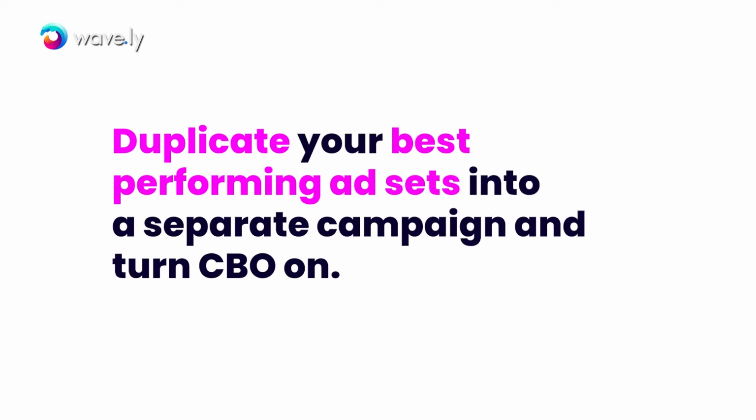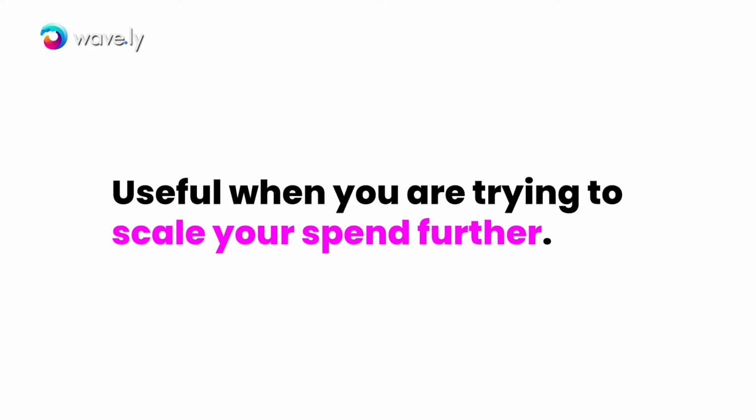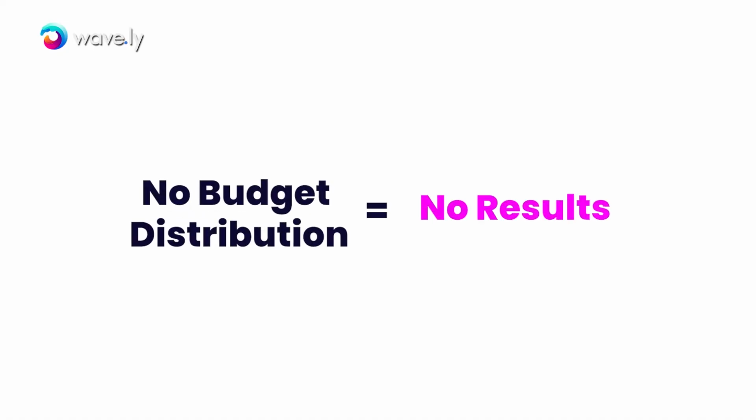The second thing that you can do is duplicate your best performing ad sets into a separate campaign and turn CBO on. Now, this is assuming that all of your ad sets are delivering and you're trying to scale your spend further. Because if your ad sets are not delivering, Facebook's not going to have any opportunity to distribute that budget. No budget distribution, no results.